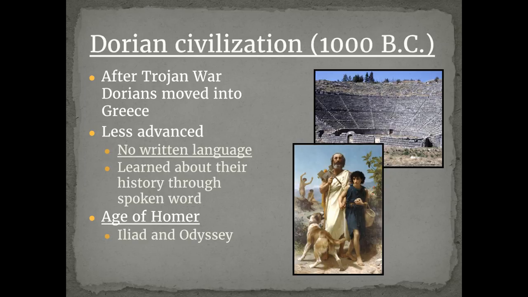It's during this Dorian time period, sometime around 1000 BCE, that we believe Homer, who was a blind storyteller who would wander from village to village telling his great epic poems, told the stories of the Iliad and the Odyssey.